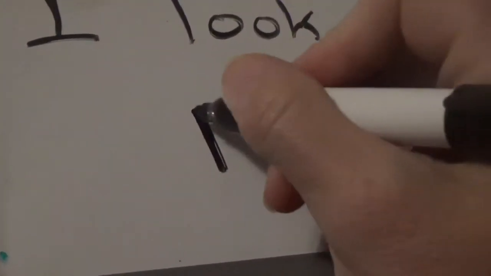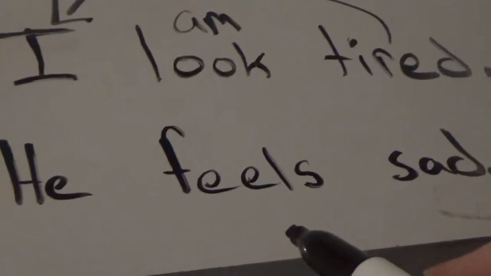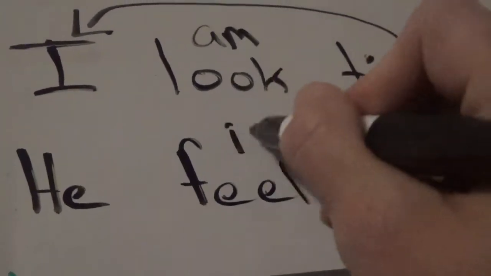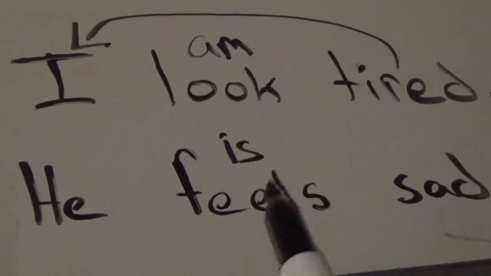Another one is feels. And this one is going to be really important later as we talk about adverbs and how to choose the correct adverb to use. He feels sad. Feels there is actually a linking verb. We can replace it with he is. He is sad. He feels sad. He's not actually feeling something with his hand. So feels is a linking verb there.